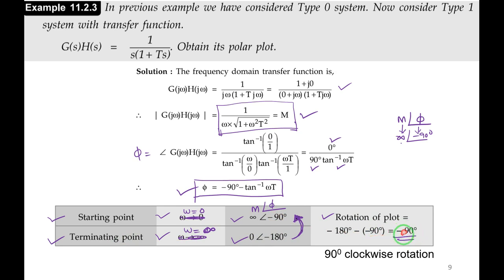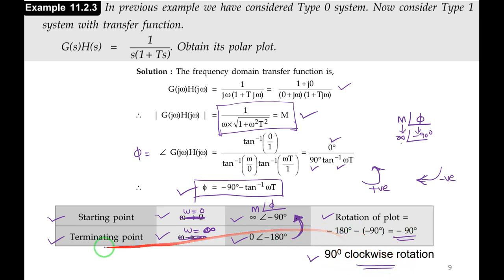If I measure the angle in clockwise direction, the angle is negative. If I measure the angle in anti-clockwise direction, the angle is positive. But I am getting minus 90 degree. Means what I should write? How should the plot rotate? The plot should rotate by 90 degree in clockwise direction, because the angle is negative now. By what angle? 90 degree here. So I will write minus 90. Minus 90 is nothing but 90 degree clockwise rotation of the plot from starting point to terminating point.